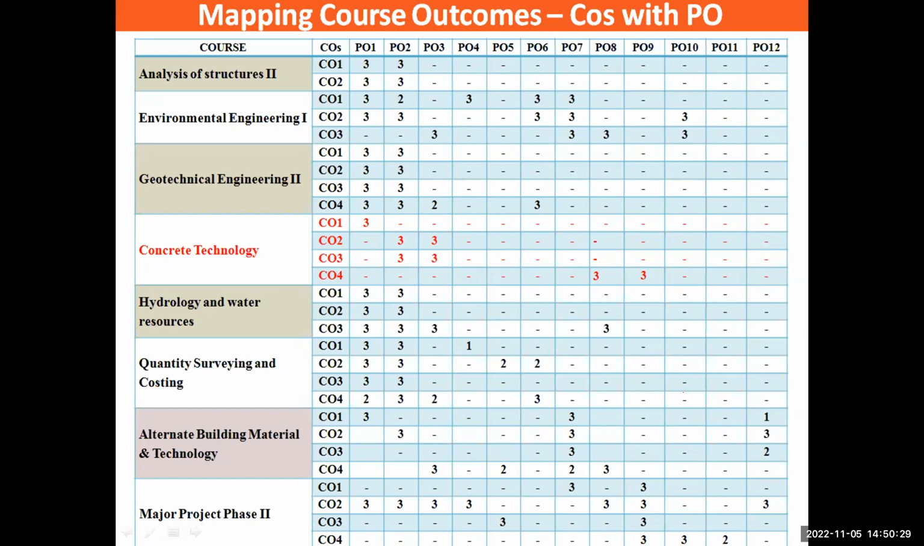You can see that only 3 and 2s are available. So 3 and 2 means what? Strong level and high or medium level and higher order relevance are there with the respective COs. Now you can say, no, this is wrong. It is not like that. How everything can be right 3.